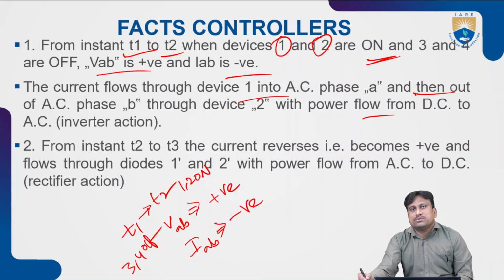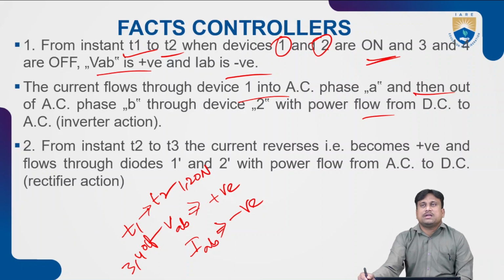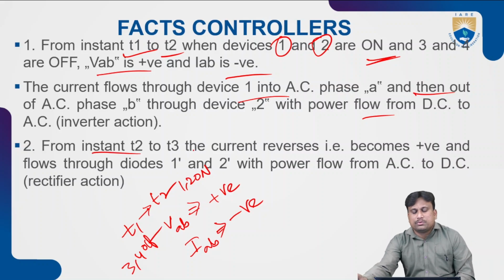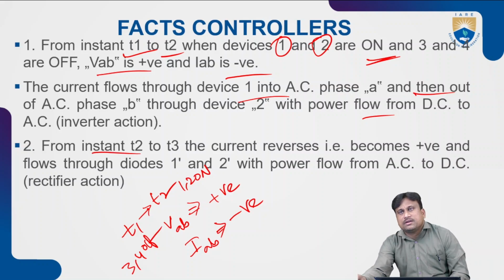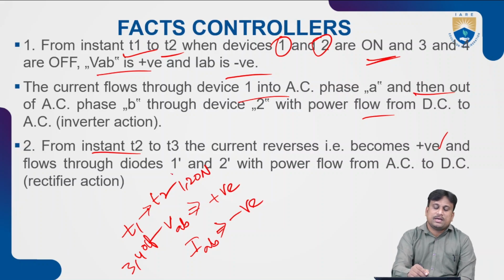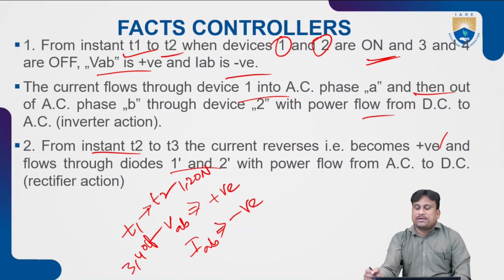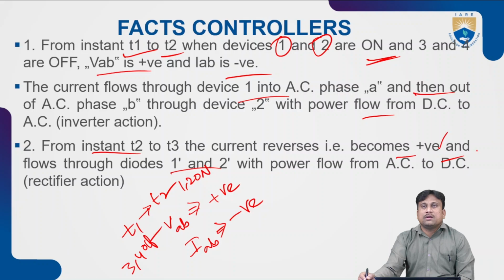So a DC to AC conversion is called inverter operation. Inverter operation exists with the conversion of DC to AC. From the instant T2 to T3, the current reverses and becomes positive, and it flows through the diode combination 1 dash and 2 dash. This is with respect to the power flow from AC to DC.